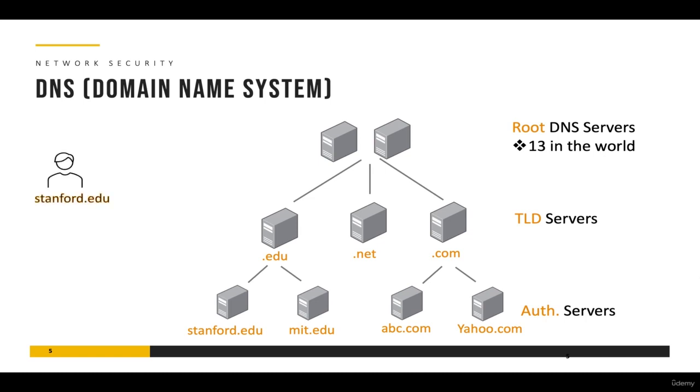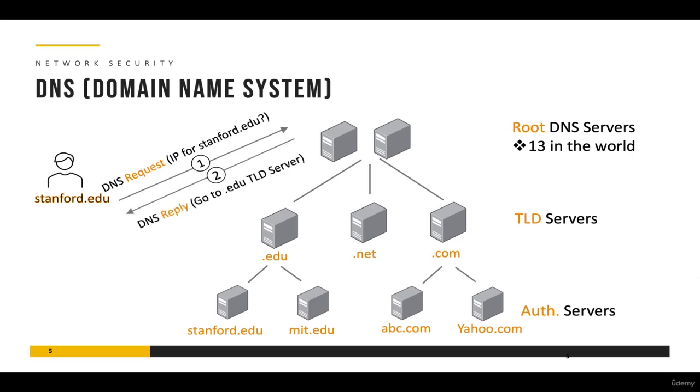So now let's say you want to go to stanford.edu. So what you're going to do is craft a DNS request message and send it to the root DNS server asking for the IP of stanford.edu. Now the root DNS server has the list of top level domain servers and it is going to direct you towards the top level domain server for edu domains.